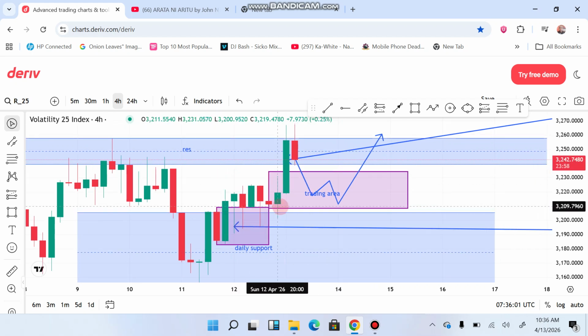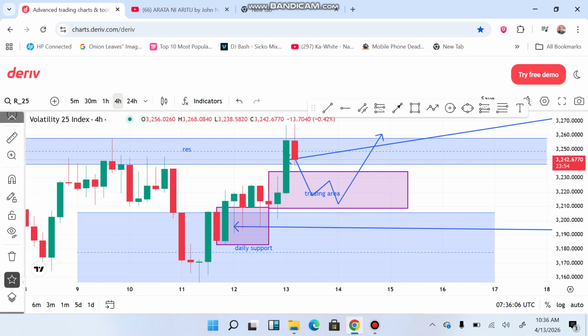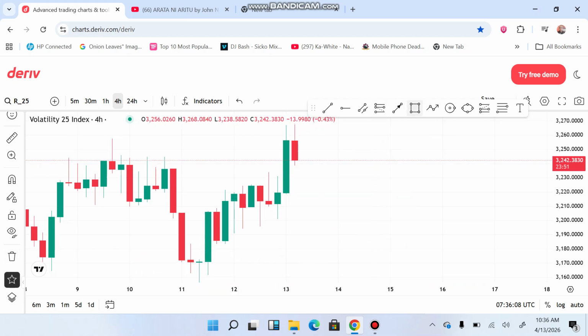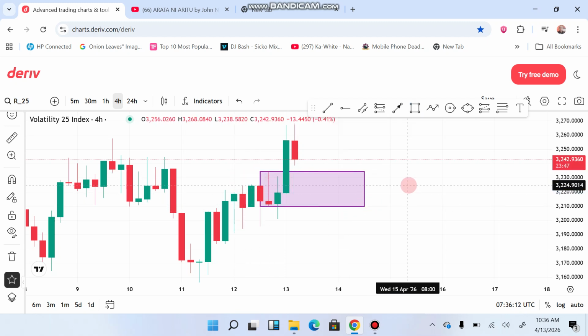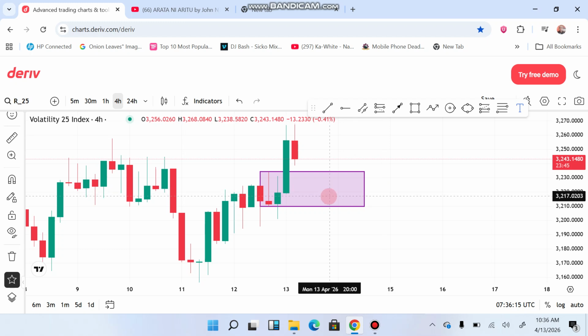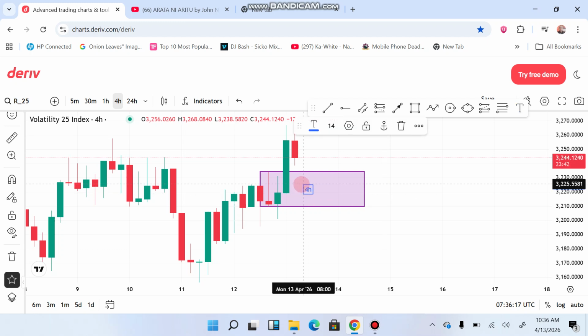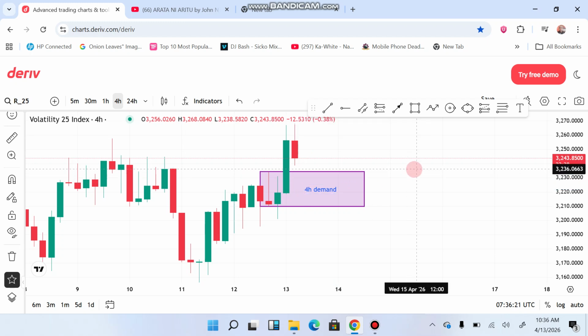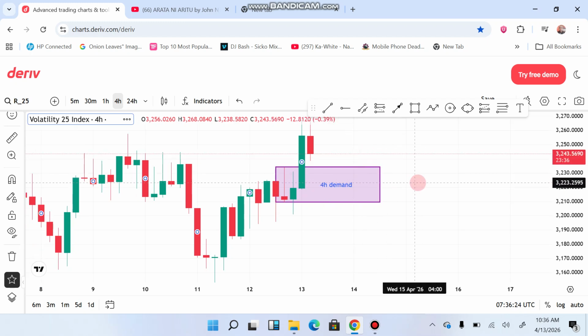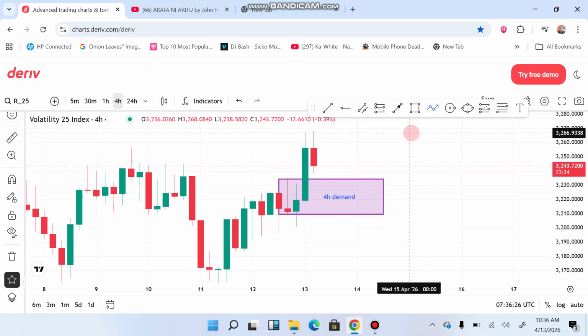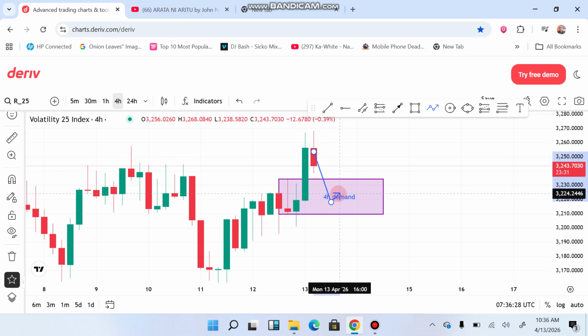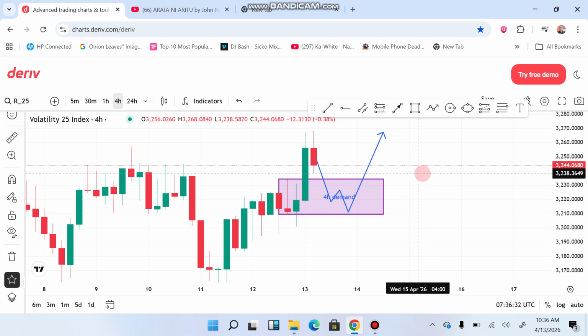So our trading range is from this demand, which is of the 4 hours. Even if I delete all this now, you can see, after analyzing the market, we can now mark this zone here, which is the 4-hour demand. This 4-hour demand is where we are going to buy from. And what did we say? From 4 hours, we should go to the 30 minutes.